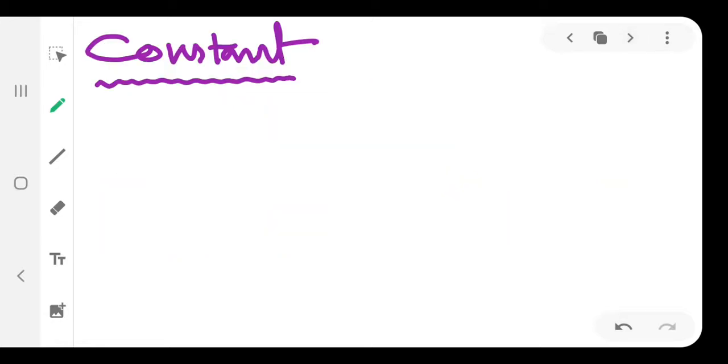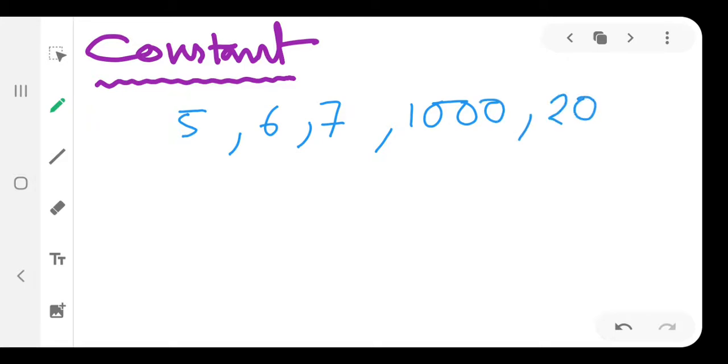What is a constant? Constant means something whose value will not change. Like say 5. 5 is a constant because we know 5 is 5, even if it is night, 5 is 5, even if it is day, 5 is 5. 6, 7, 1000, 2000, 1, 0. These all are the constants, right?